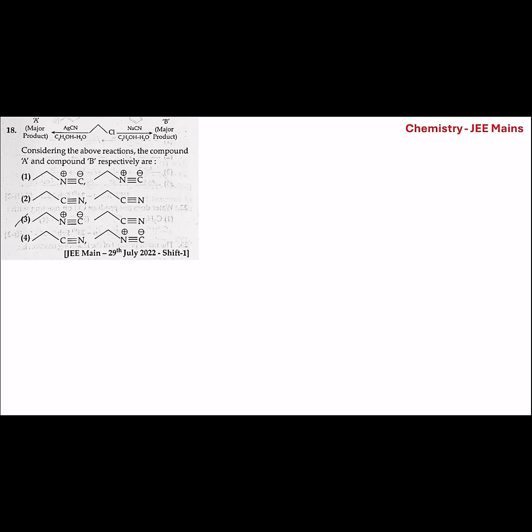Considering the above reactions, the compound A and compound B respectively are. Now this is the reactant. The formula of the reactant is CH3CH2Cl. Reactant is alkyl halide. Now when it is treated with NaCN, the product formed will be.